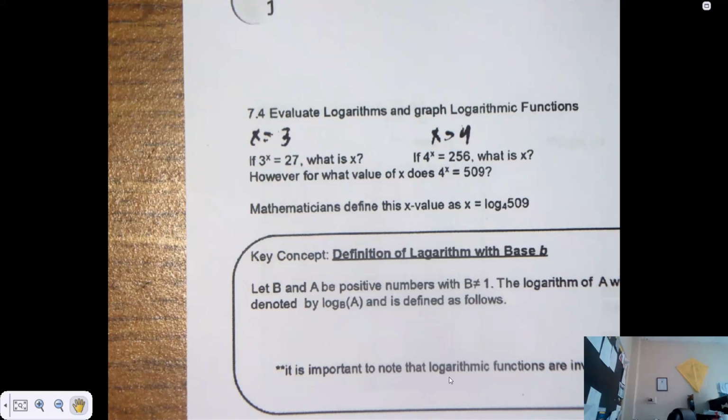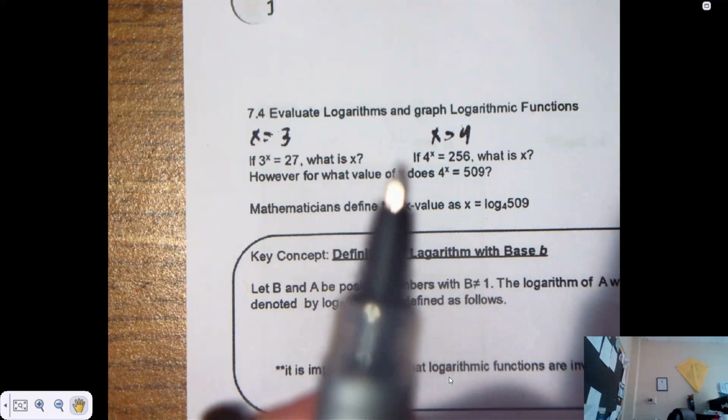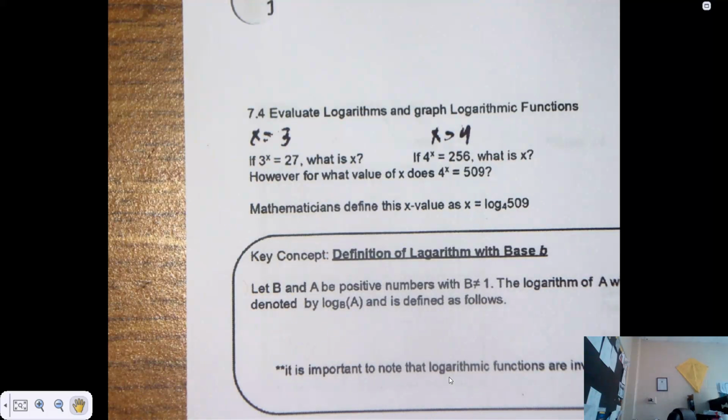But can anybody tell me what value of x generates 509? You're all making things up. You could sit there and punch buttons on your calculator all day long, you'd never get it. 4 to the 4th was 256, 4 to the 5th is 1,024. It's a little over 4, not much over 4. Anyways, we're not going to sit here and push buttons all day. That's not the whole point, to not have to do that.